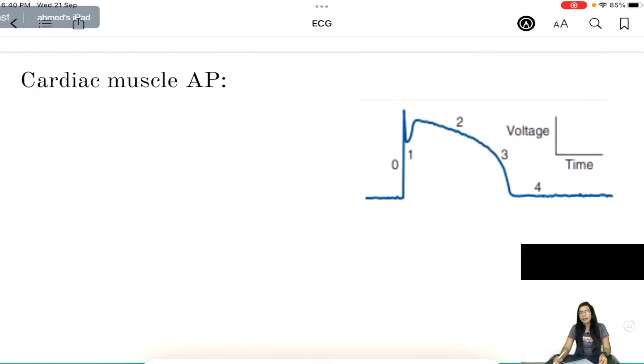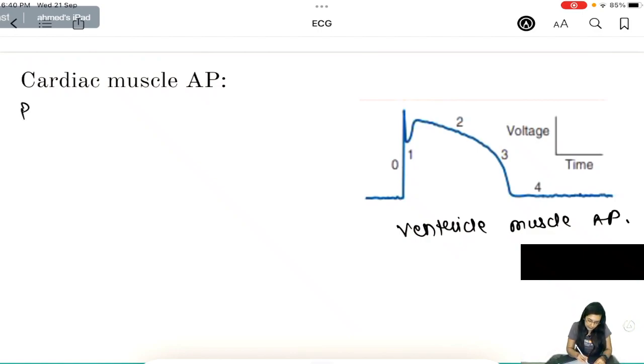Now we will discuss cardiac muscle action potential. This is actually the ventricle muscles action potential. Basically we have to understand this to understand ECG further. As you can see, always remember the first phase of depolarization.